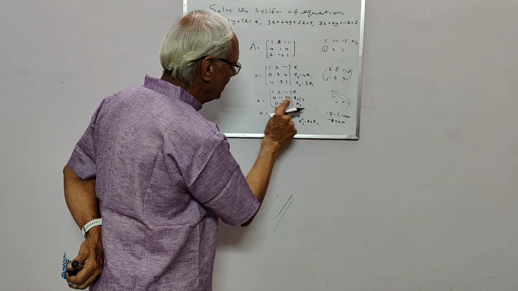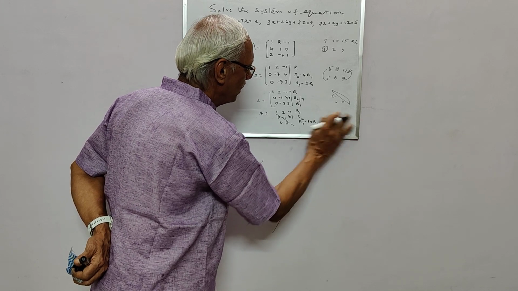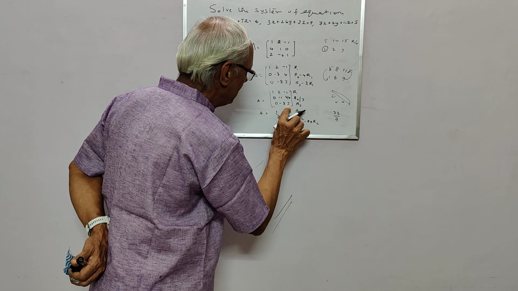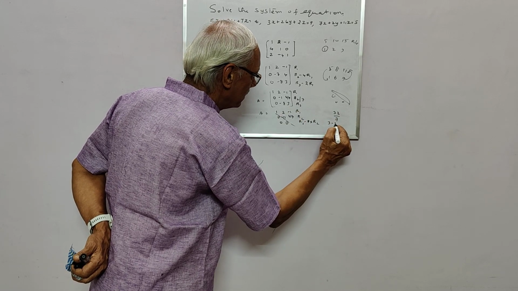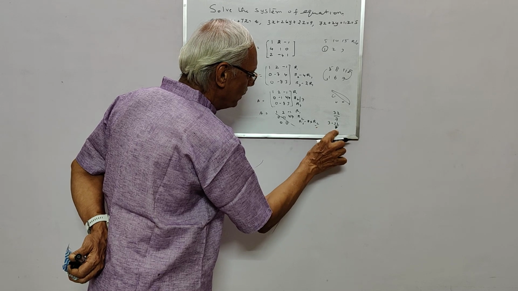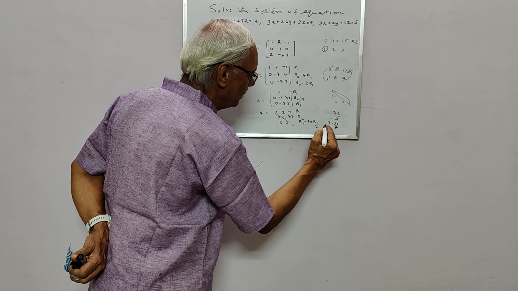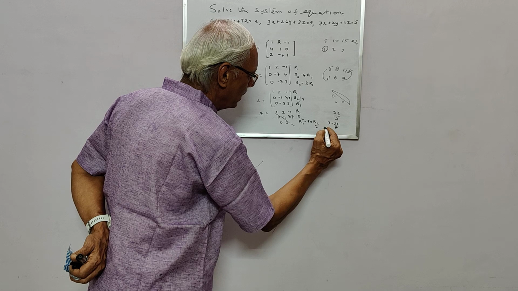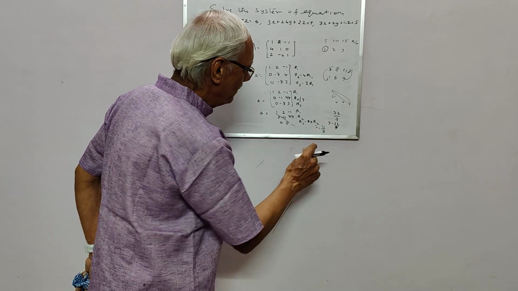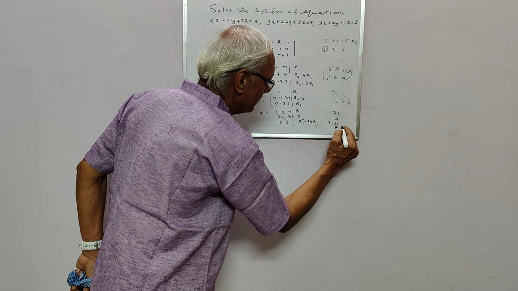So 4 by 7, multiply this by 8 now. Multiply this by 8, it is 32 by 7. And 3 minus 32 by 7. So this is equal to what? It is 21. 21 minus 32 will be what? It is minus 11 by 7. So what do I have here? Minus 11 by 7.